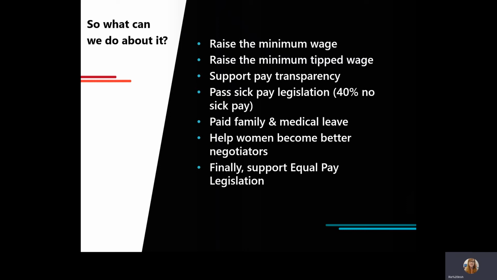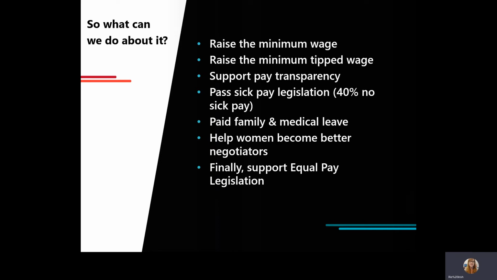They should pass sick pay legislation. 40% of people in America have no sick pay at all. So what does this mean? It means that they're either going to work sick, which I think we've all learned is a bad idea, or they're having to take time off when they are sick. And if you are one of these people who doesn't have sick pay, you're far more likely to be a woman, you're far more likely to be working in an hourly minimum wage based job. So not having sick pay actually widens the pay gap.